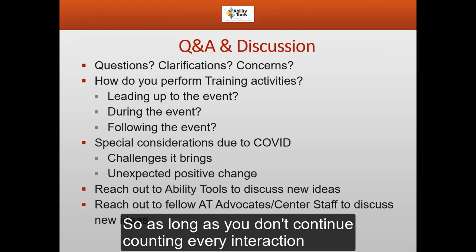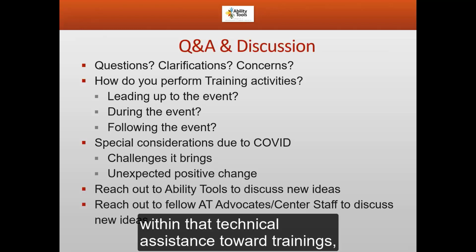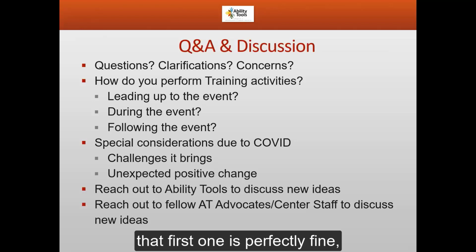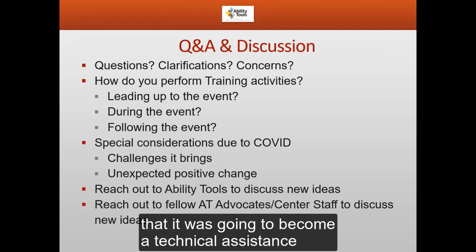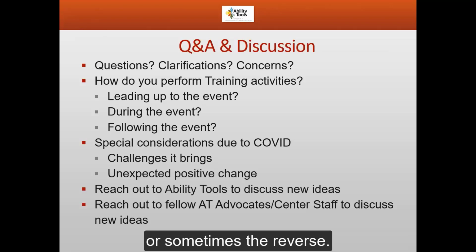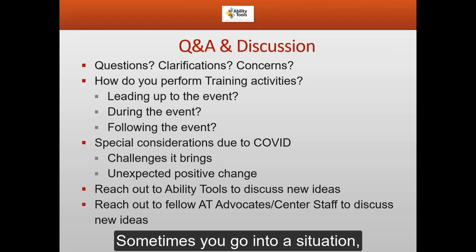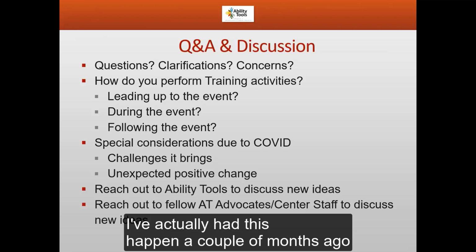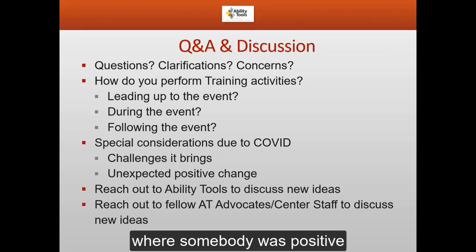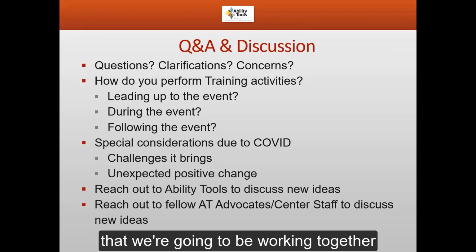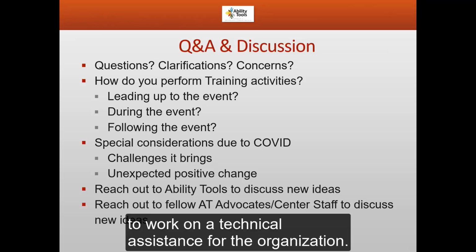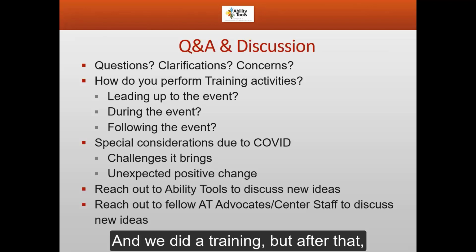So as long as you don't continue counting every interaction within that technical assistance toward trainings, that first one is perfectly fine, because there was no way to know that it was going to become a technical assistance. Or sometimes the reverse. Sometimes you go into a situation, I've actually had this happen a couple months ago, where somebody was positive that we're going to be working together over a couple of months to work on a technical assistance for their organization. And we did a training.